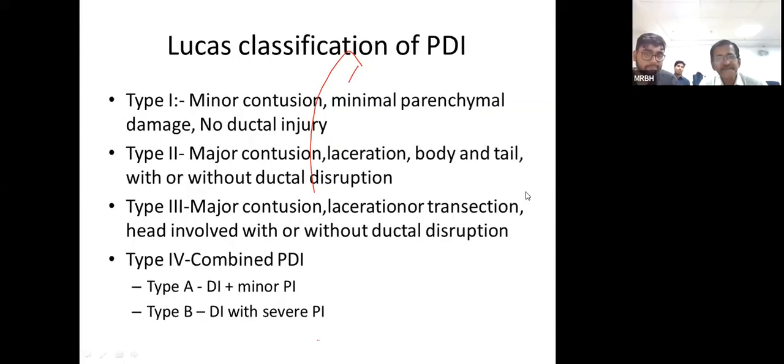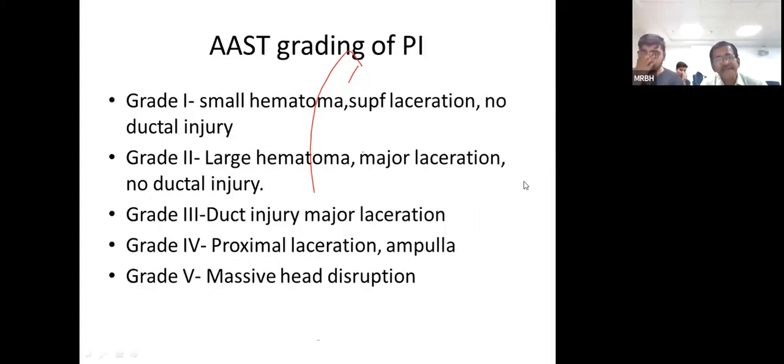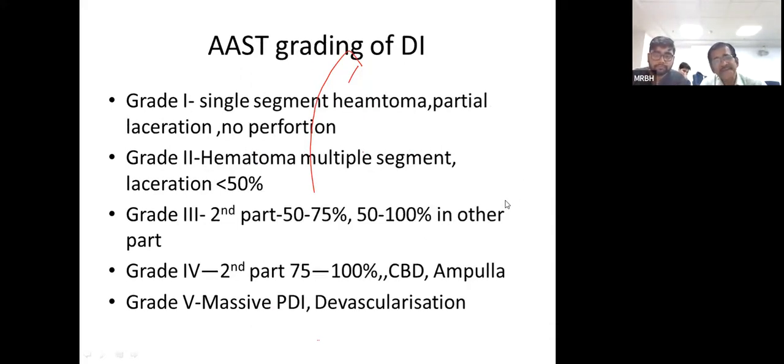Next. And this is the Lucas classification we have discussed, that there are type 1, type 2, type 3, and type 4 combined pancreatic injuries. Next. There is an AAST grading for pancreatic injury. He has given the correct description of this. Then the AAST grading for duodenal injury. And these are important because your management will vary depending on the diagnosis on the table. Next.